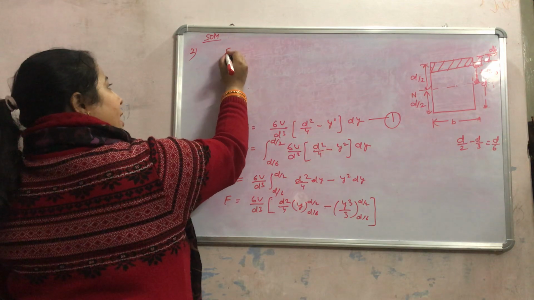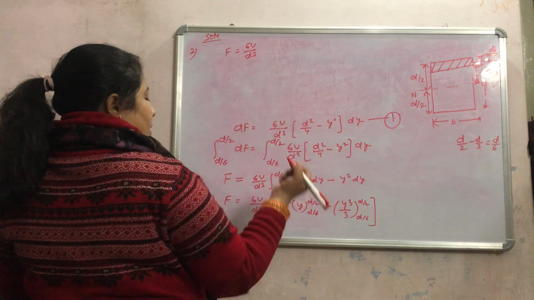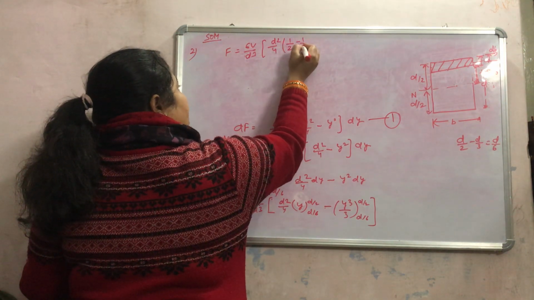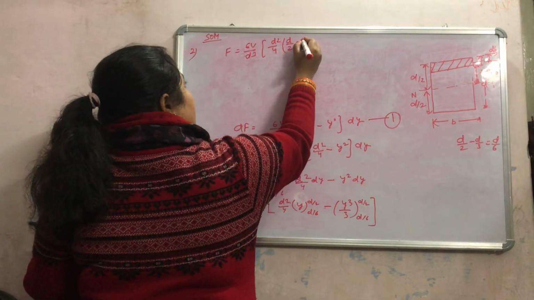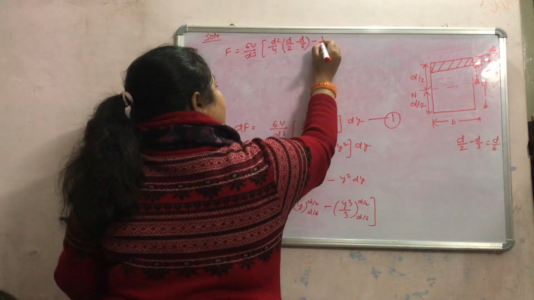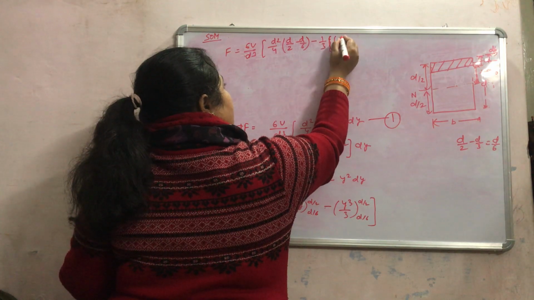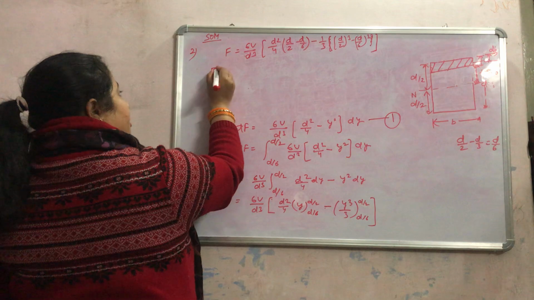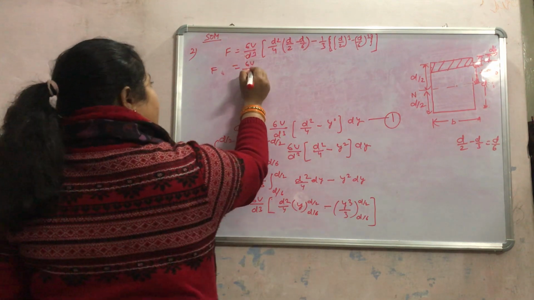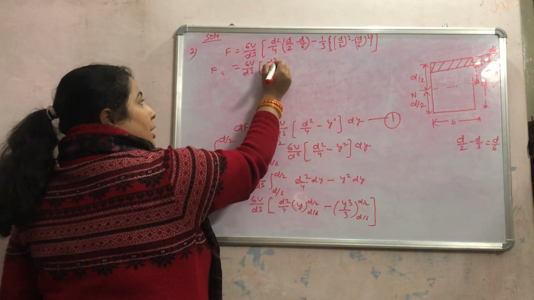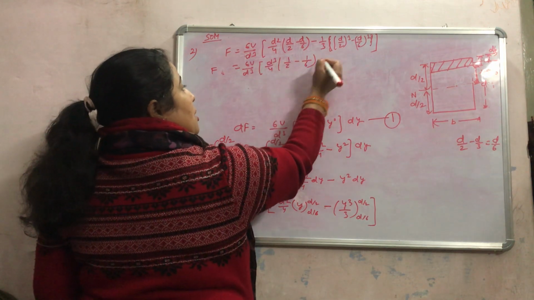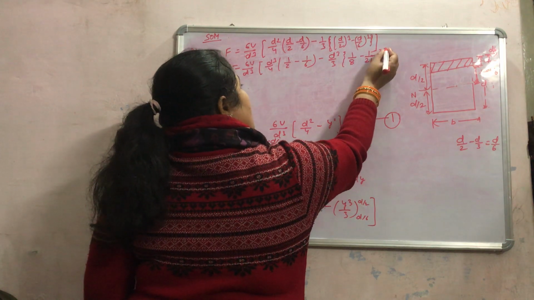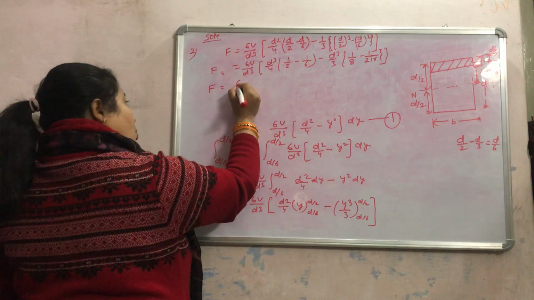Put the limits. F equal to 6V upon d cube into [d square upon 4 into (d by 2 minus d by 6) minus 1 by 3 into ((d by 2) cube minus (d by 6) cube)]. Okay, F equal to 6V upon d cube, d cube is common, so d cube into [1 by 4 into (1 by 2 minus 1 by 6) minus 1 by 3 into (1 by 8 minus 1 by 216)]. So F equal to d cube is whole common.